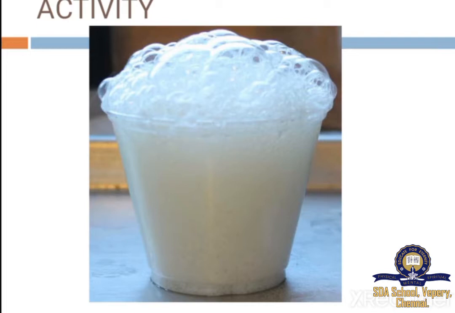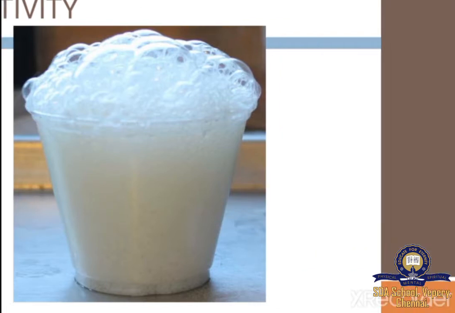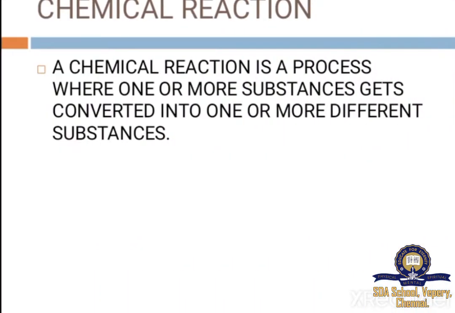There are a lot of chemical reactions we do in our day-to-day life, knowingly or unknowingly. We are going to get a detailed knowledge about chemical reactions in today's class. Let's start with the definition of chemical reaction. So, a chemical reaction is a process where one or more substances get converted into one or more different substances. As per the definition, the reactants are the ones that get converted into products.